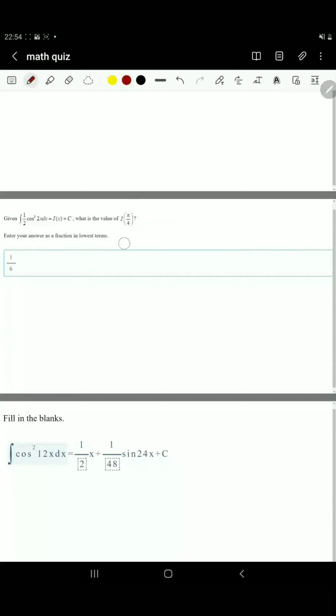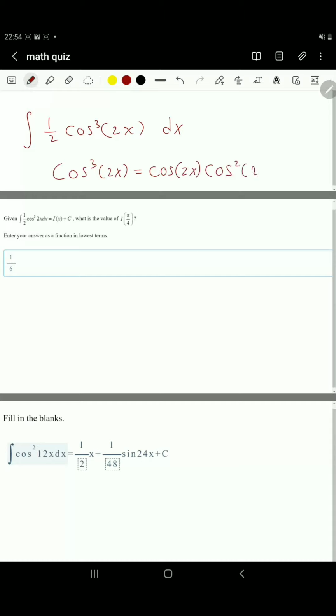So now this question. You have the integral of half cosine cubed 2x dx. Cosine cubed is the same thing as saying cosine multiplied by cosine squared. Okay, it's basically like x cubed is just x multiplied by x squared, you know, power of 1, power of 2.